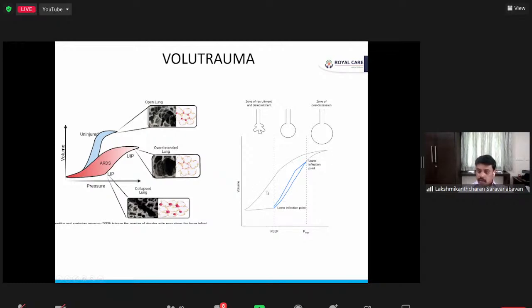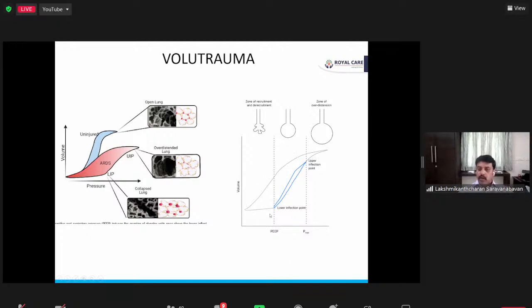It is not equal, because at any pressure level there is always more amount of tidal volume in the lung that is expiring than in the lung that is inspiring. So there is always a difference in the tidal volume. That is the reason why these two are not the same. And during inspiration, it goes like this, and during expiration, it comes down like this.